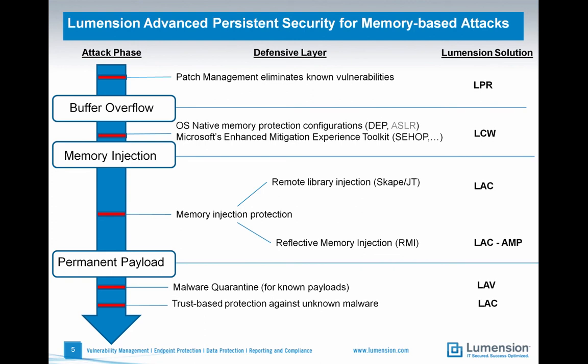A much more difficult injection to detect is known as reflective DLL injection, which loads additional malicious code through a reflective or self-loading process. Detecting this reflective injection must be done by more intricate system monitoring. Detecting such reflective DLL injection is performed by Lumension's Advanced Memory Protection. Advanced Memory Protection is offered as a component of the Lumension Application Control module. From there, the attacker might wish to establish a more permanent presence, which would be malware written to disk, which might be detectable by application control or antivirus.